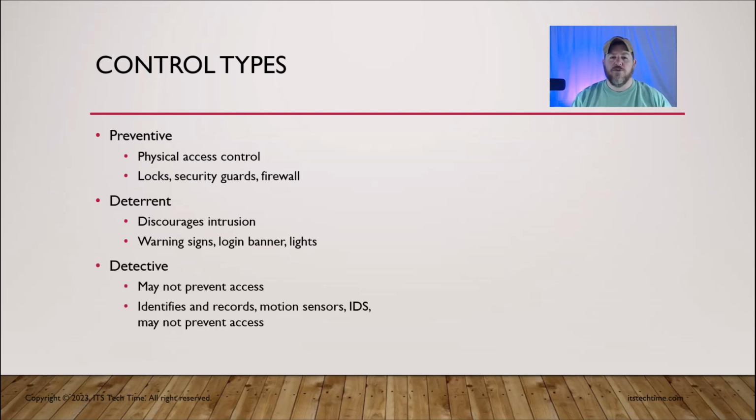You have detective control types, which may not prevent access, but identify and record system information. It can be motion sensors. It can be IDSs, which are intrusion detection systems. You have the corrective control type that tries to minimize the damage. It can be IPS, intrusion prevention systems. It can be backups of the data. It can be an alternate site, so if your site goes down.